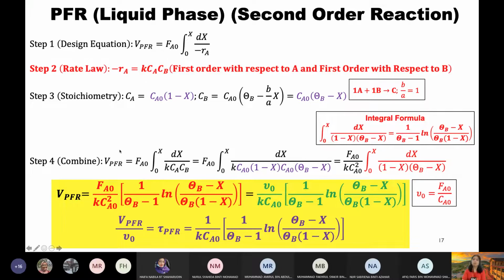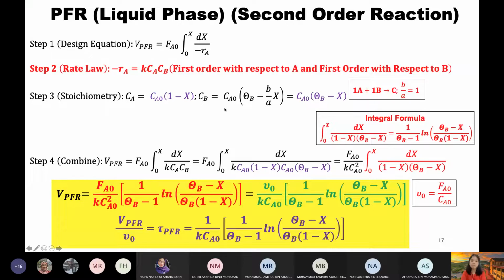Okay, so first of all, kita nak derive kan. So volume PFR equals to FA0 integrating 0 to X dx per KCA CB, sebab rate law sekarang, the rate law is now KCA CB. Okay, then next. Same concept. Kita kena derive juga equation concentration kan. So CA equals to CA0 1 minus X for liquid. Okay, again, this is only for liquid.